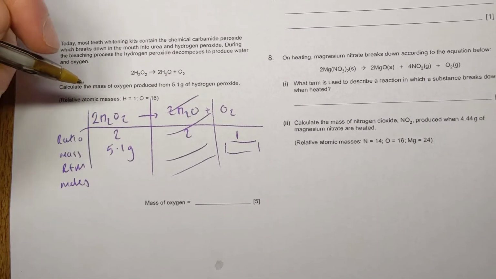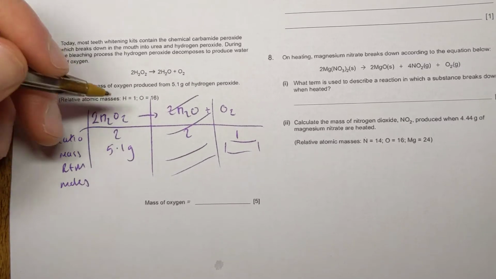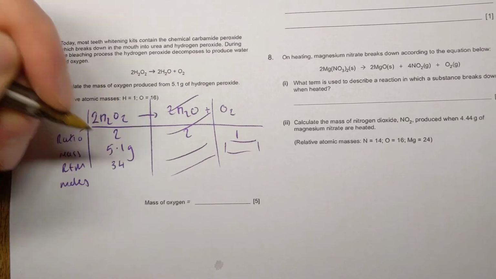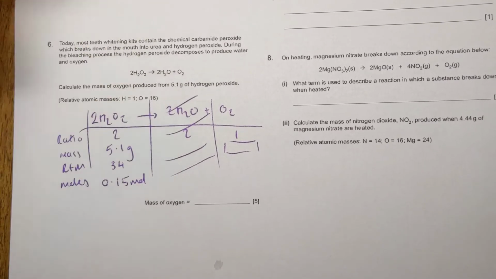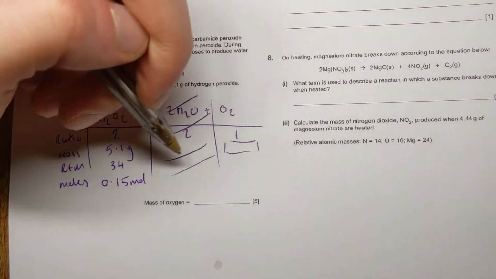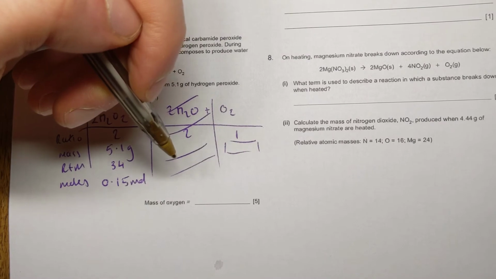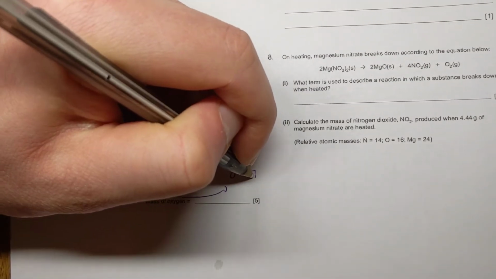RFM first to work out the moles. Ignore the big 2, it's just for balancing. Therefore, it's 1 plus 1 plus 16 plus 16, 34. 5.1 divided by 34 is 0.15 moles. Using my ratio, it's a 2 to 1 ratio. I have to divide by 2 going this way. So 0.15 divided by 2 gives me 0.075 moles of it.